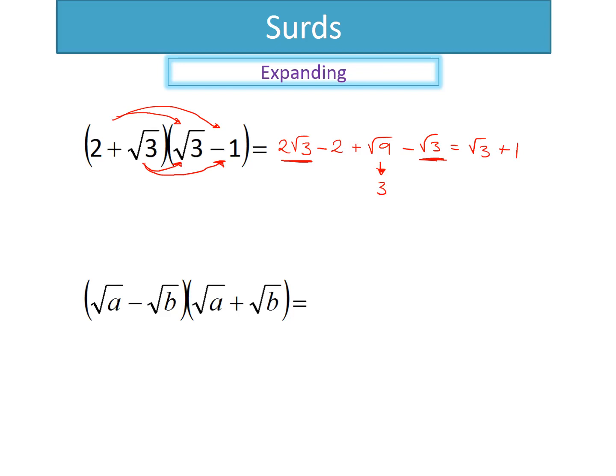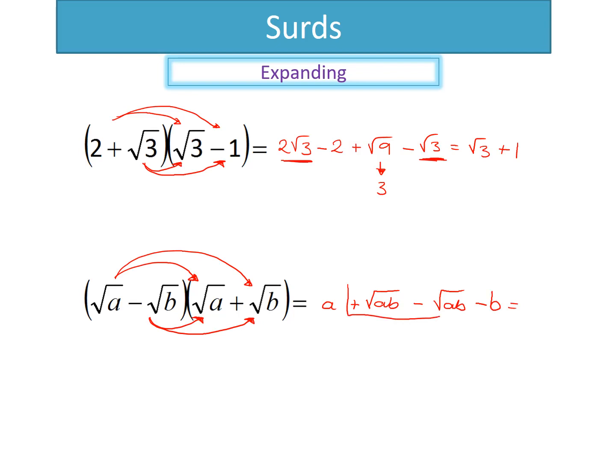In my next example, I've got algebra as surds, or we've got surds in algebra. So I'm going to expand the bracket. I'm going to times root a times root a, that is simply a. Then root a times root b, that is positive root ab. Then negative root b times root a, that is negative root ab. And then negative root b times root b, that is negative b.